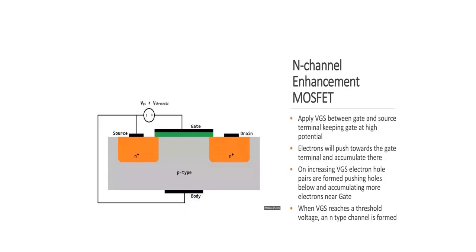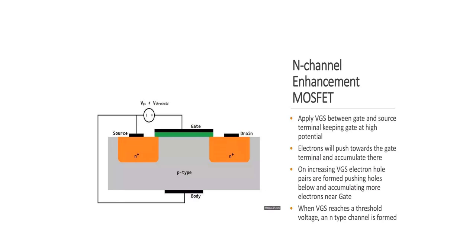So for the n-channel enhancement MOSFET to operate properly, a gate to source voltage must be applied in between the gate and source terminals. Electrons will be pushed towards the gate terminal, what we call the accumulation phase. This depends on the amount of voltage you are applying at the VGS. When the VGS is small enough, electrons will be pushed toward the gate terminal and accumulate there as the VGS is positive. Now, if you increase the VGS, electron hole pairs will be formed.